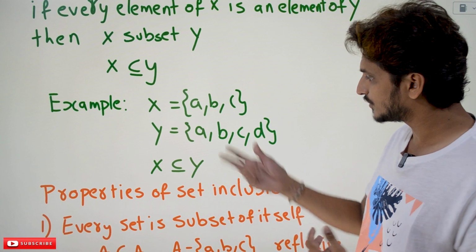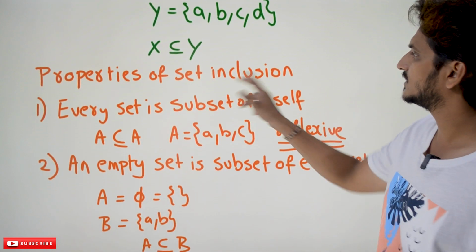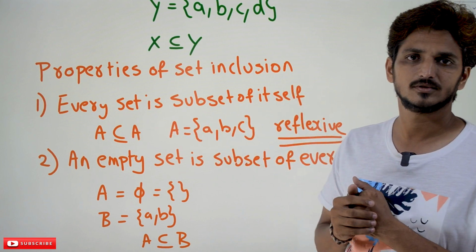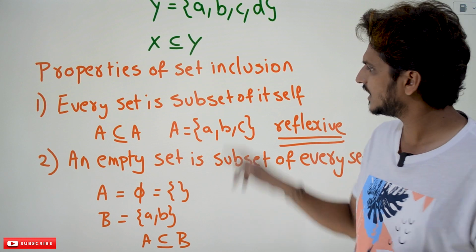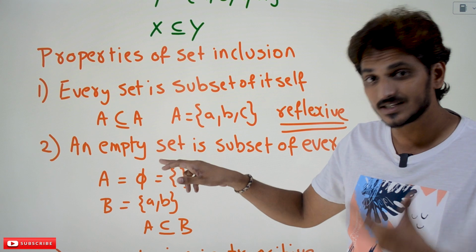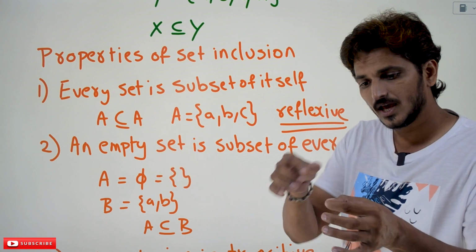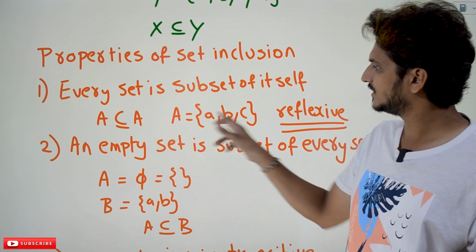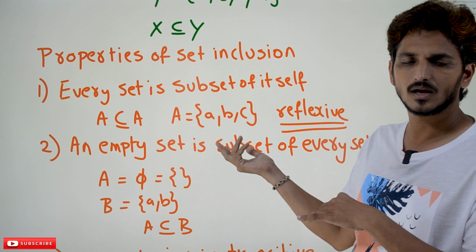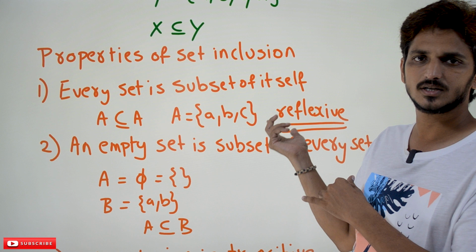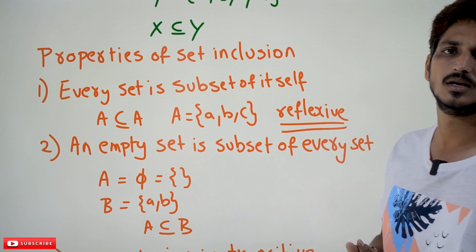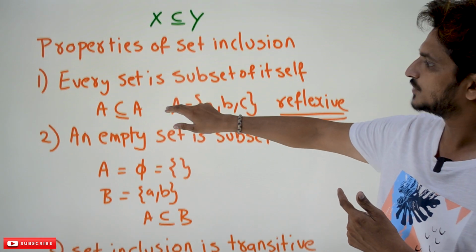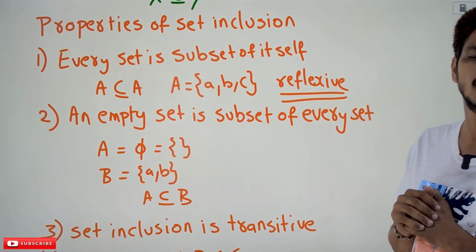Now we are going to understand some properties of a subset. Properties of set inclusion. Every set is a subset of itself. Yes, it is accepted because A subset of A. What is the condition of subset? Whatever element is present in A, that element should be present in A itself. Yes, it will be A, B, C. A subset of A. Whatever element is present here, it should be present in A. It happens, A, B, C. So, A subset of A. This is the first property. This property we call the reflexive property.